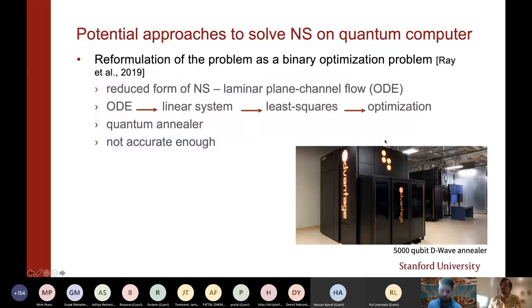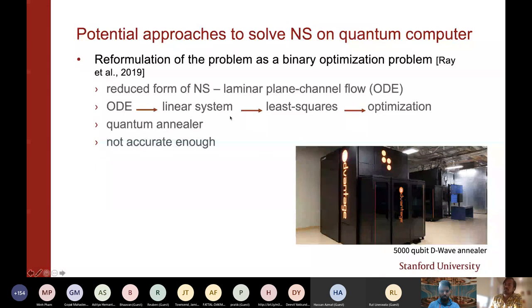I just want to show one or two methods that are out there in the literature, people that have tried solving Navier-Stokes on quantum computers. For example, the first method is by Ray in 2019. What they did was they reformulated Navier-Stokes into an optimization problem.